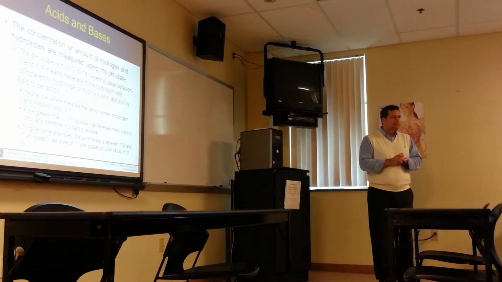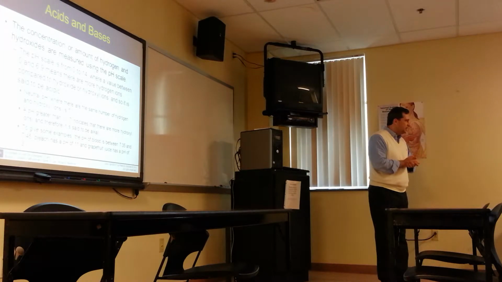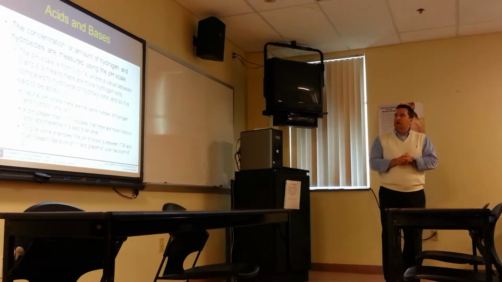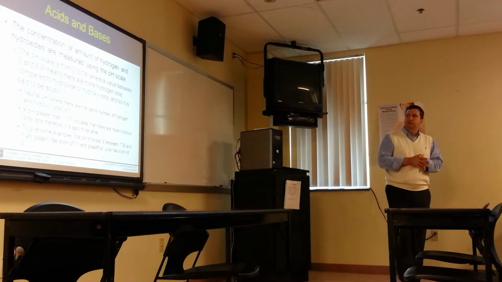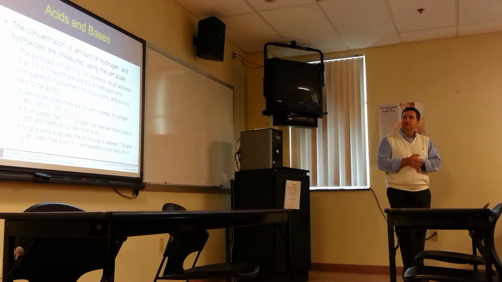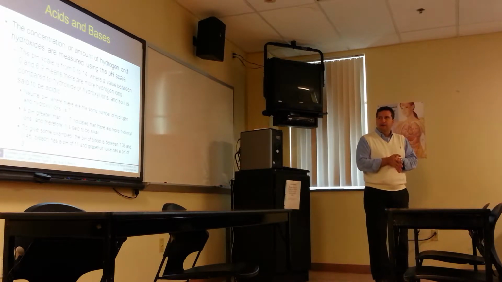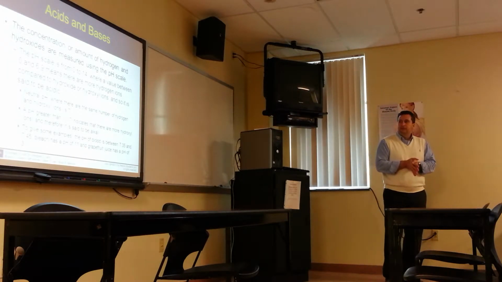There's a couple of pages in the book dedicated to the pH scale. Concentration or amount of hydrogen and hydroxides are measured using the pH scale. The pH scale is from 0 to 14. 0 to 6.9 means there are more hydrogen ions compared to hydroxide ions or hydroxyl ions. Neutral pH is around 7. pH greater than 7 is more alkaline. pH of blood is around 7.4. Grapefruit juice has a pH around 3, bleach around 11.